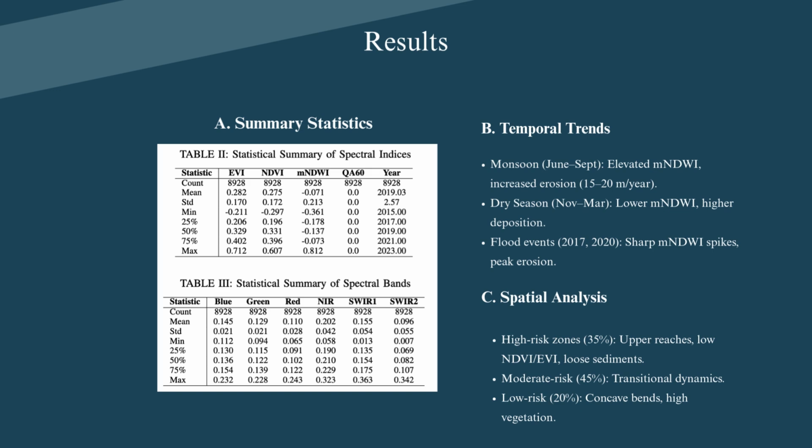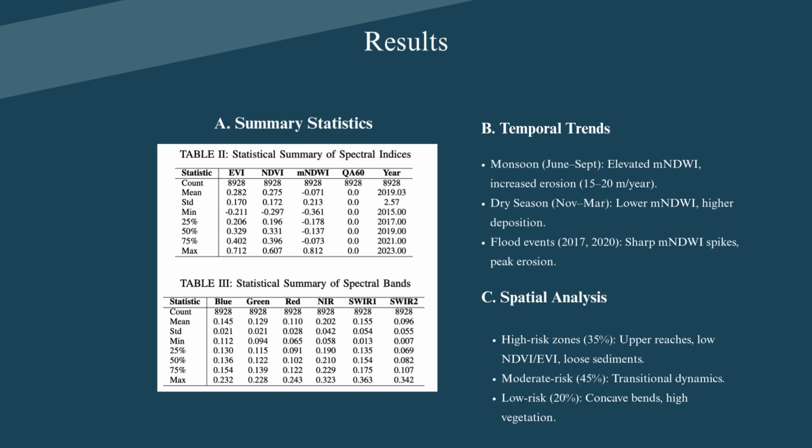Temporal trends highlighted distinct patterns during monsoon seasons, June to September. Elevated MNDWI correlated with erosion rates of 15-20 meters per year, while the dry season, November to March, showed lower MNDWI and increased sediment deposition. The flood events in 2017 and 2020 caused sharp MNDWI spikes and peak erosion.